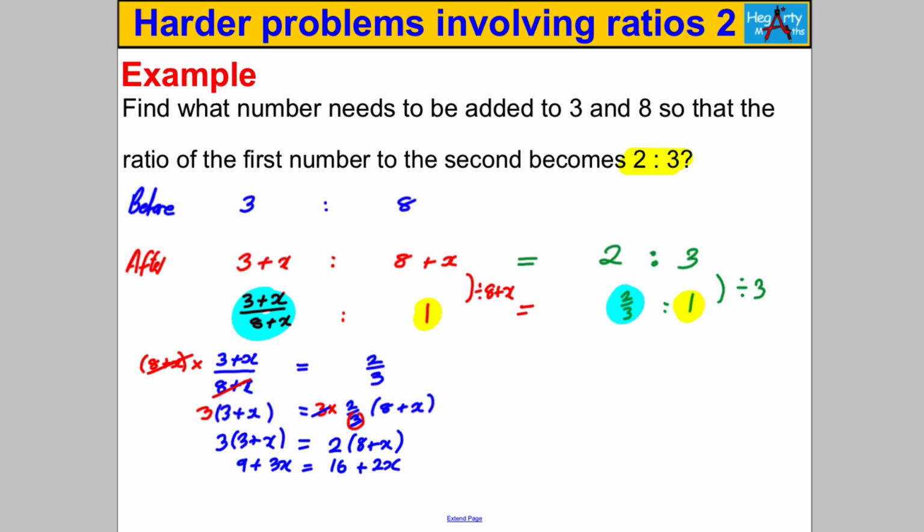Now I've got x on both sides. I'm going to jump steps a bit. I'm going to subtract 2x off both sides, and at the same time I'm going to subtract this 9 off both sides to try and solve for x, and I'm going to get x is therefore equal to 7. And does that work? If I had 3 and 8 and I added 7 to 3 and 8, I'd get 10 to 15, and 10 to 15 does simplify to the ratio 2 to 3. I got the right answer.